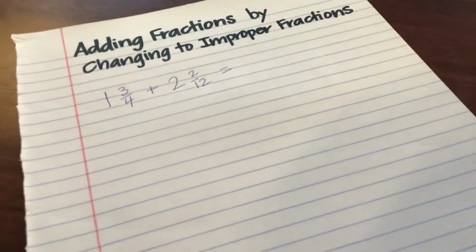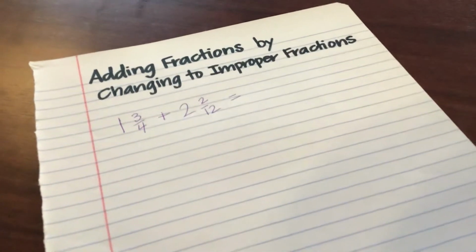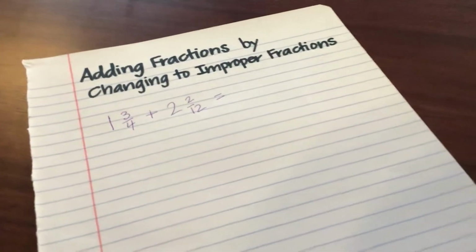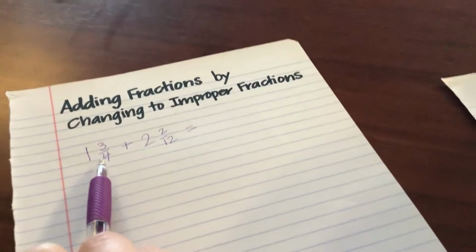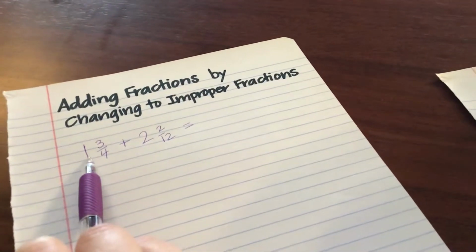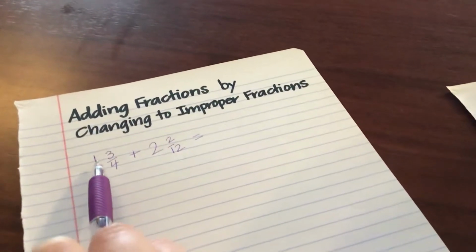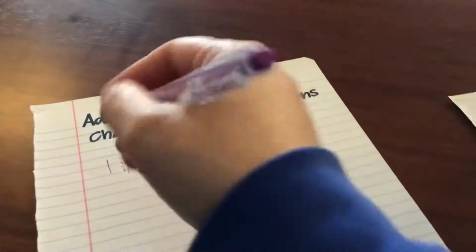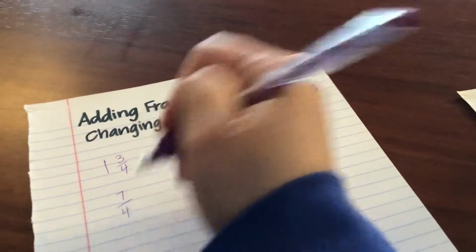We can do this several ways, but in this strategy, we're going to change to an improper fraction so that we can add the two improper fractions together. Our first step is to take our denominator and multiply by the whole number. So we're looking at 4 times 1, and that is 4. And we're going to add the numerator. In this case, that is 7, and we pull down our denominator, which is 4.